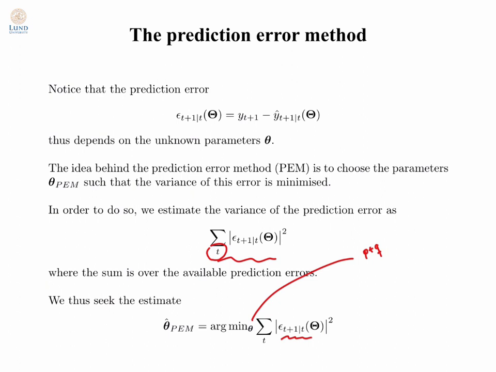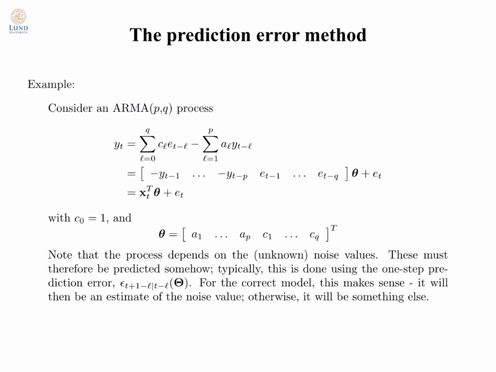So what I do is I will form this prediction error, sum it all up, and find the parameter vector that is the one that minimizes this. So let's look at an example. So I have an ARMA PQ. That will be the noise part, which is the MA part, and then I have the AR part, which is then the alpha. So I will gather this up as a linear model.